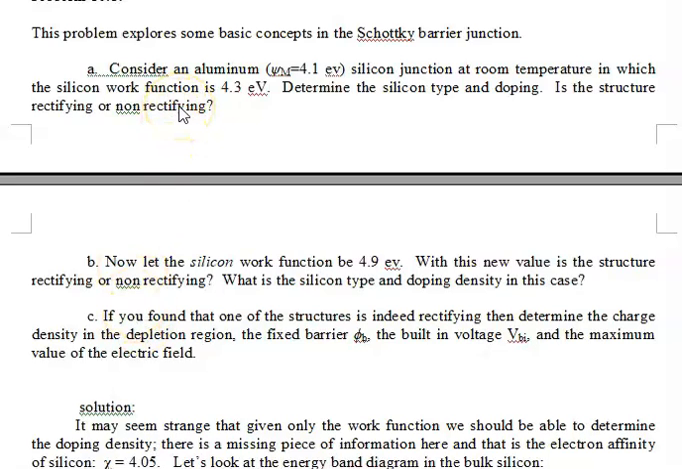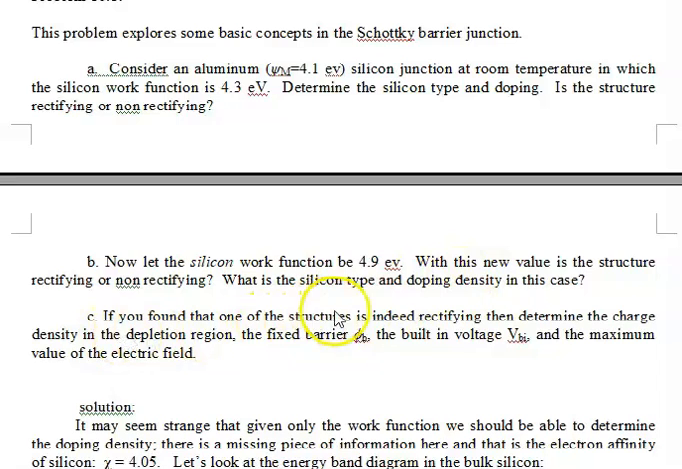If we just had this, it wouldn't be much of a problem. Now, let the silicon work function be 4.9. That's big. That is bigger than phi sub m, and I would think, well, maybe we've got a rectifying junction in this case. With this new value of the silicon work function, is the structure rectifying or non-rectifying? I would say probably rectifying. What is the silicon type? I would say, because of this large work function, probably P-type. And what is the doping density? We'll see that the doping density has to be determined analytically.